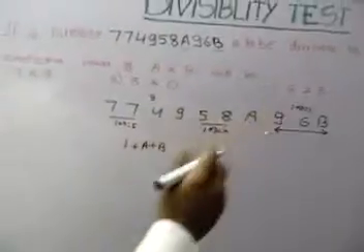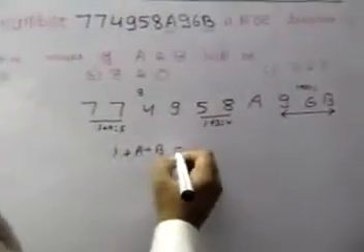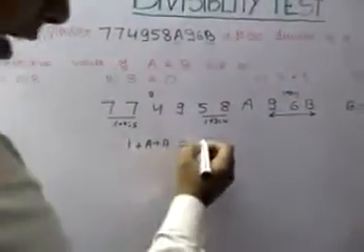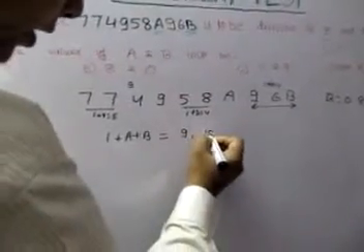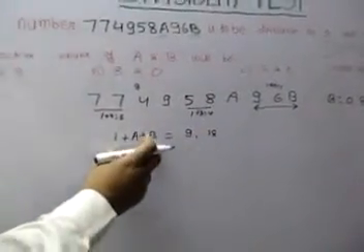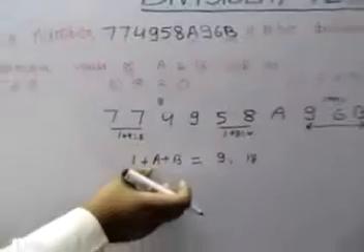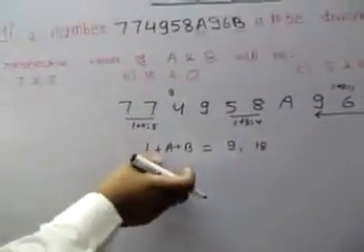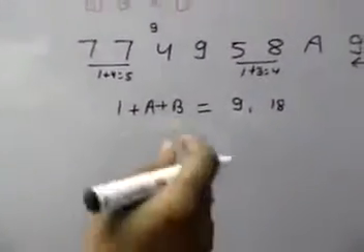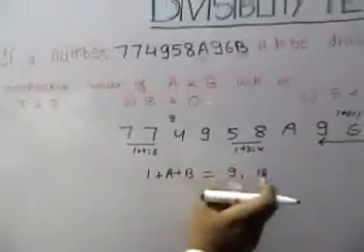Hence the summation of digits is 1 plus A plus B. Since this is divisible by 9, the summation must be divisible by 9. So the summation must be either 9 or 18, because the maximum value of the left-hand side is 9 plus 9, 18 plus 1, 19. The summation cannot be more than 19. So we have two cases, when the summation is 9 or the summation is 18.